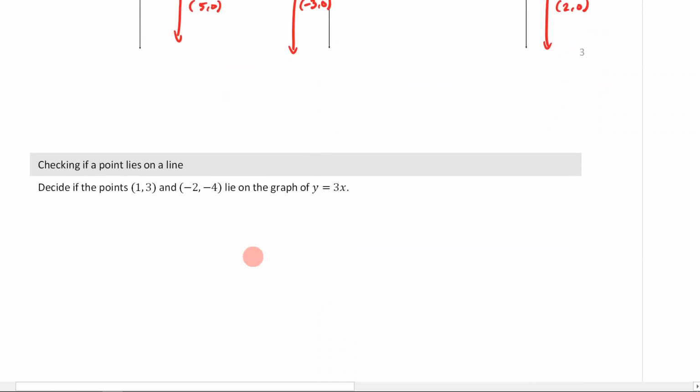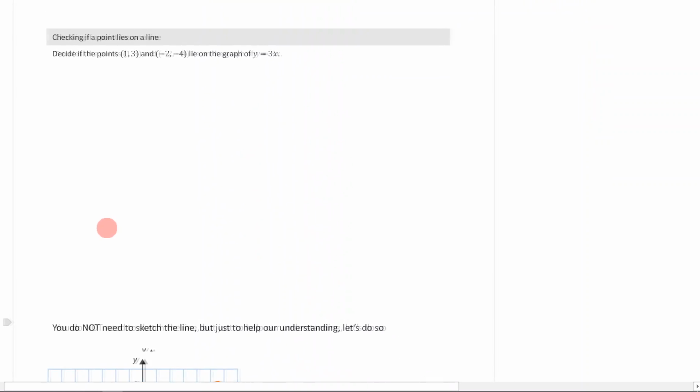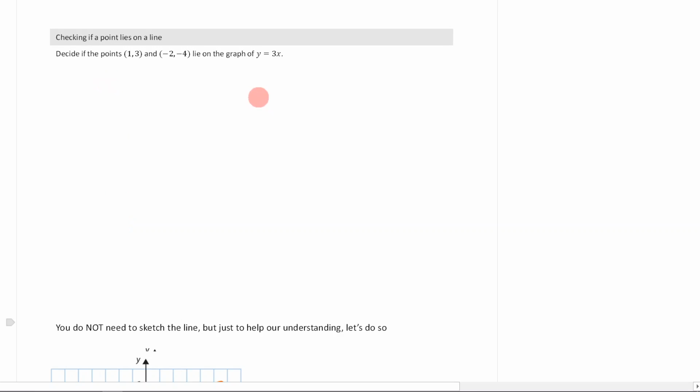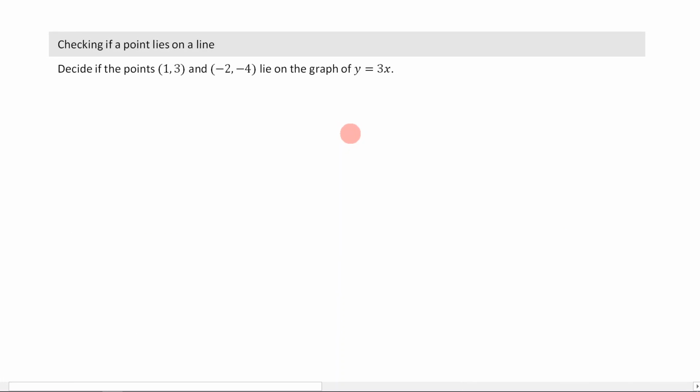All right, the last example we need to talk about. The very last thing. I remember this is what caused some issues. This was a tricky one. So let's give it a read. It says, decide if the points 1, 3 and negative 2, negative 4 lie on the graph y is equal to 3x. We have to decide if these points lie on the graph.